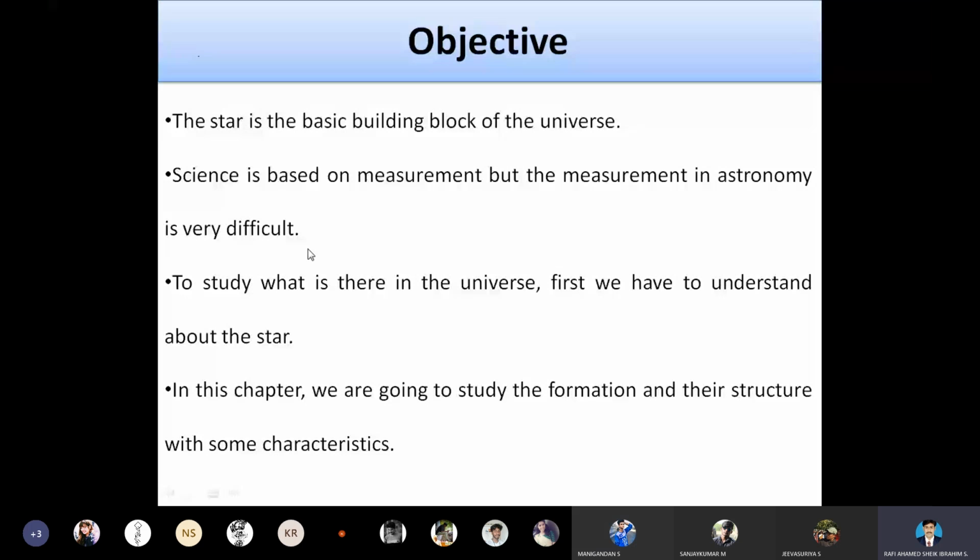To study what is there in the universe, first we have to understand what a star is. So in this chapter, we are going to study the formation and the structure, with some properties. The total unit is going to describe the nature of the star, its total formation and some characteristics. So this is the objective.